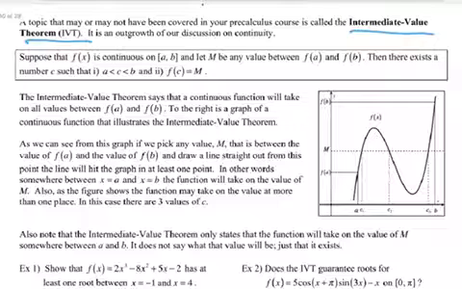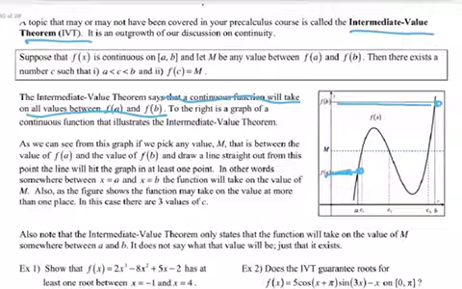Let's just keep reading here. Let's see how these notes present it, and then I'll tell you how I would say it. The intermediate value theorem says that a continuous function will take on all values between f(a) and f(b). To the right is a graph of a continuous function that illustrates the theorem. So what does this say? A continuous function will take on all the values between f(a) and f(b). If this function is continuous, that means any value between f(a) and f(b) is being used.